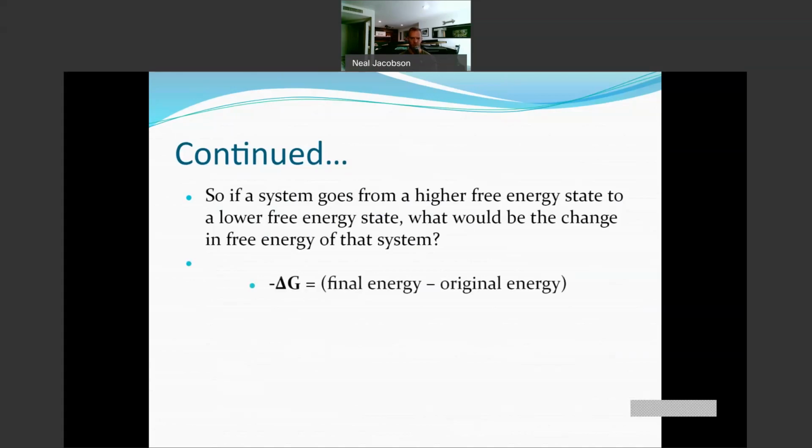It's a negative change, right? So we'll take the final energy. Let's just say it's 5, and the original energy, let's say it was 10. So final 5 minus 10 would be negative 5. So we lost 5 G's of free energy from that system, right?